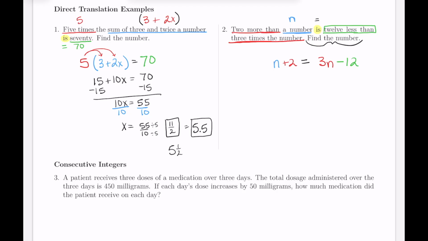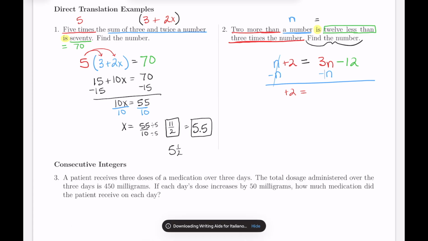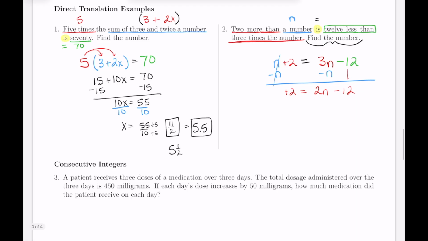Let's get all of our n's on one side. So I'll subtract an n from both sides. Remember, this is a 1n, right? And n minus n, those will combine to be 0. Now I have 3n minus n. Remember, this is in fact 1n. We don't always write it that way, but it is 1n. So 3n minus n is 2n. Let me just bring this negative 12 down.